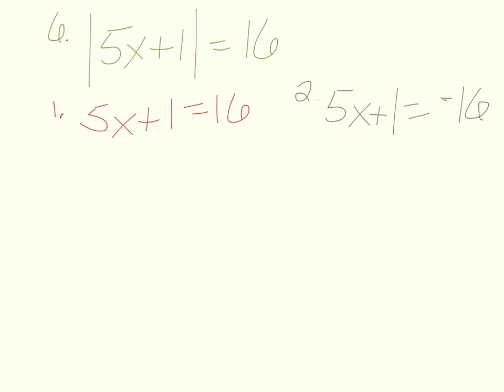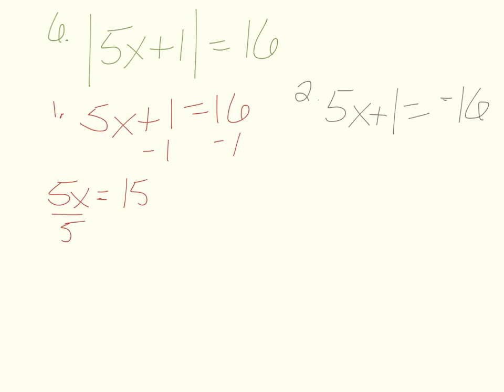Okay, we'll talk about that extraneous part here in a second. But now all you're doing is solving these two equations. So how do we solve the first equation here? Subtract 1. All right, and you get 5x equals 15.